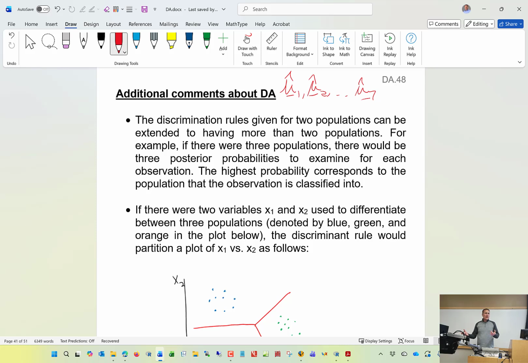For Mahalanobis distance, what are you going to do? Let's say you have an observation called x. If you have 7 groups, you're going to calculate 7 Mahalanobis distances. The distance that's the smallest corresponds to what you classify that observation into. For the posterior probabilities, you're going to have 7 different posterior probabilities. What do you classify this x into? Well, the corresponding group that has the highest posterior probability. That's it.